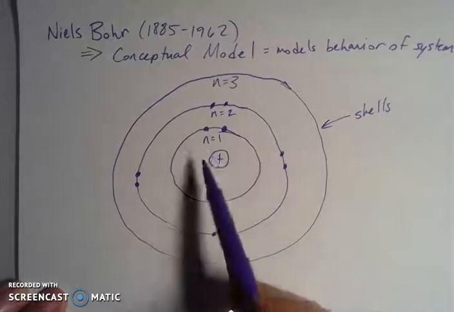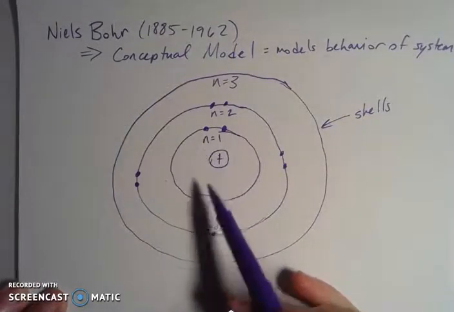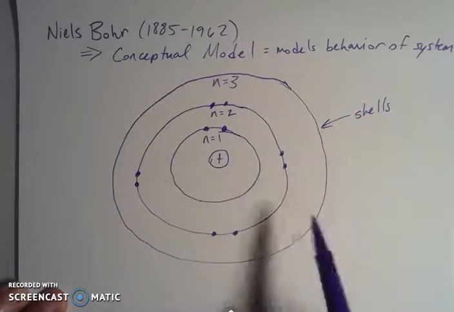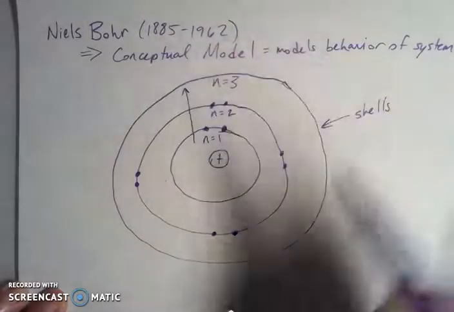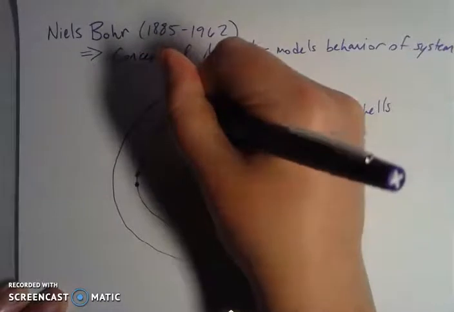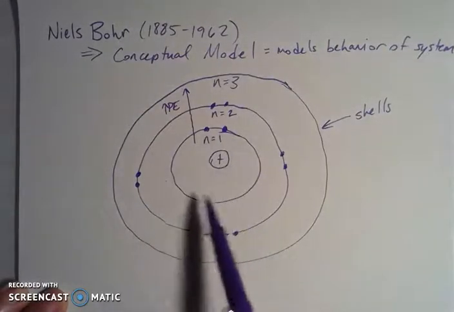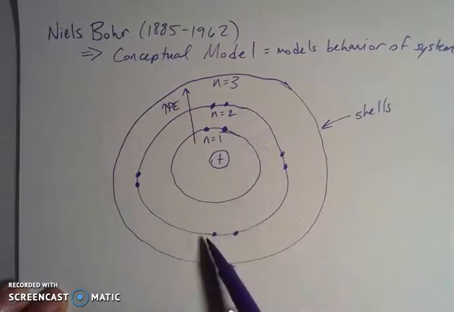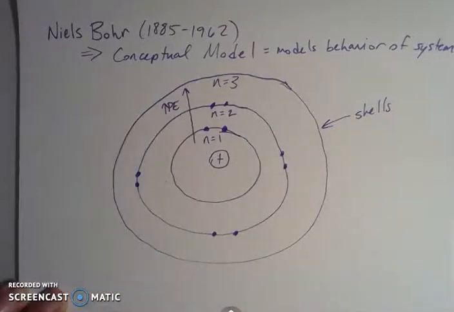N here, and we'll get into this in later videos when we talk about quantum numbers, N here is the principal quantum number, and it relates to the energy of this shell. So as we move away from the nucleus here, we increase the potential energy of these shells. So my lowest energy shell is the closest to the nucleus. Further away is higher potential energy. We know that potential energy is the energy of position.